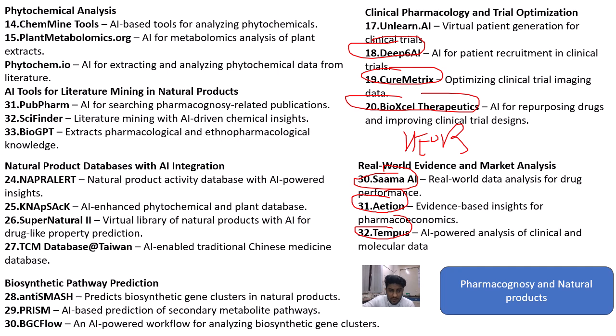Biosynthetic pathway prediction. So PRISM, BiG-SCAPE, and antiSMASH. These are three important pathways. Then you have natural product databases with AI integration. So here you have SuperNatural, TCM, NAPRALERT, SANCDB, and all. For literature mining, you have BioGPT, SciFinder, and for phytochemical analysis, you have plant metabolomics and Phytochem.io.